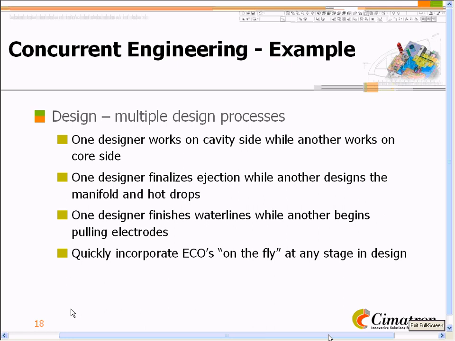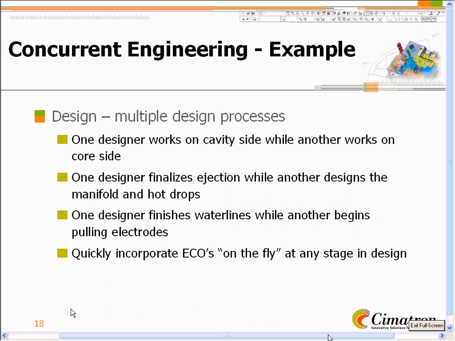Looking in on design then, in a concurrent engineering situation, the design is not a one-man-does-it-all type of process, but could actually have multiple design processes going on at the same time. An example might be one designer working on the cavity side details while another is working on the core side. It could be, like you see outlined here, one designer may be working on something like sleeve ejection while another is working on the other side of the tool putting in the manifold or the hot runner system.